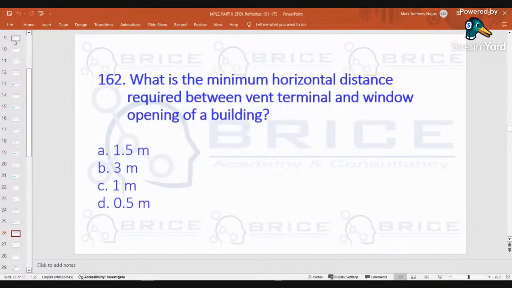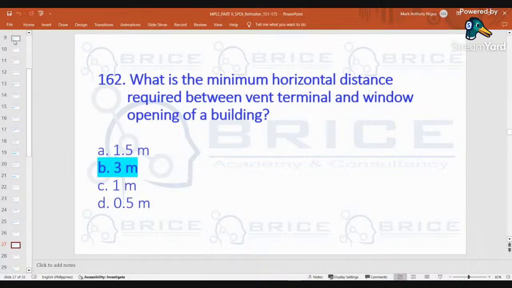162. What is the minimum horizontal distance required between vent terminal and window opening of a building? A, 1.5 meter. B, 3 meters. C, 1 meter. D, 0.5 meter. The answer is B, 3 meters.